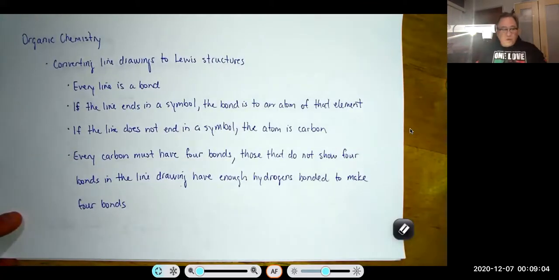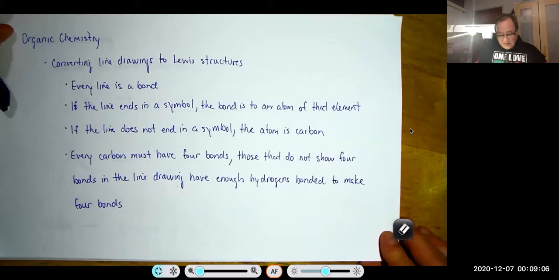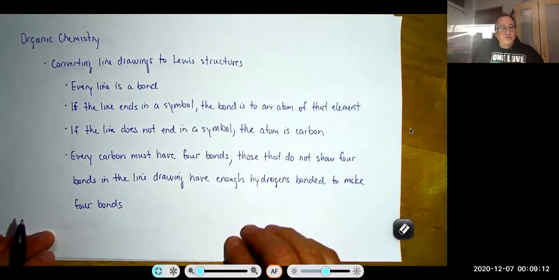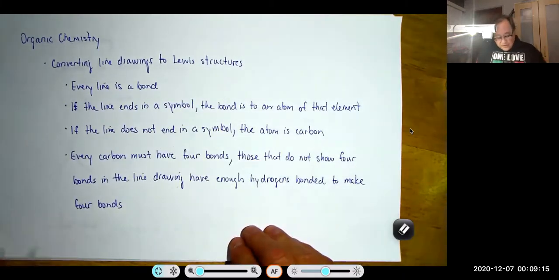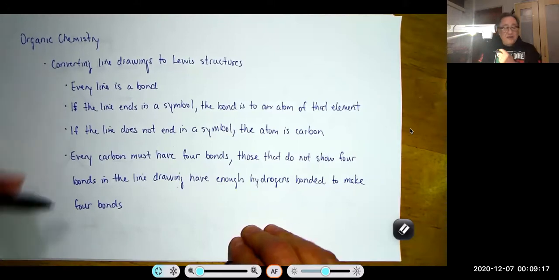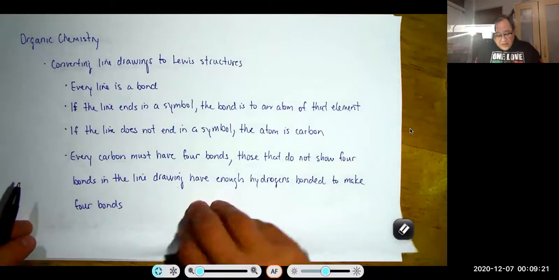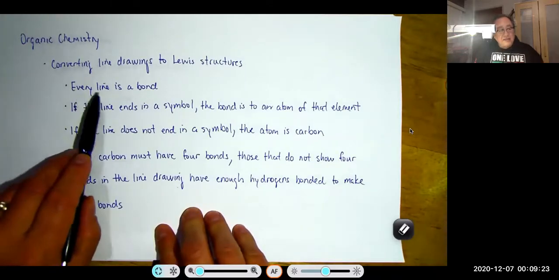So what I really wanted to spend time on in this first part of the organic chemistry lecture is converting line drawings to Lewis structures. So here are some things that you may want to write down and come back to and refer to when we start looking at line drawings. In line drawings, every line is a bond.